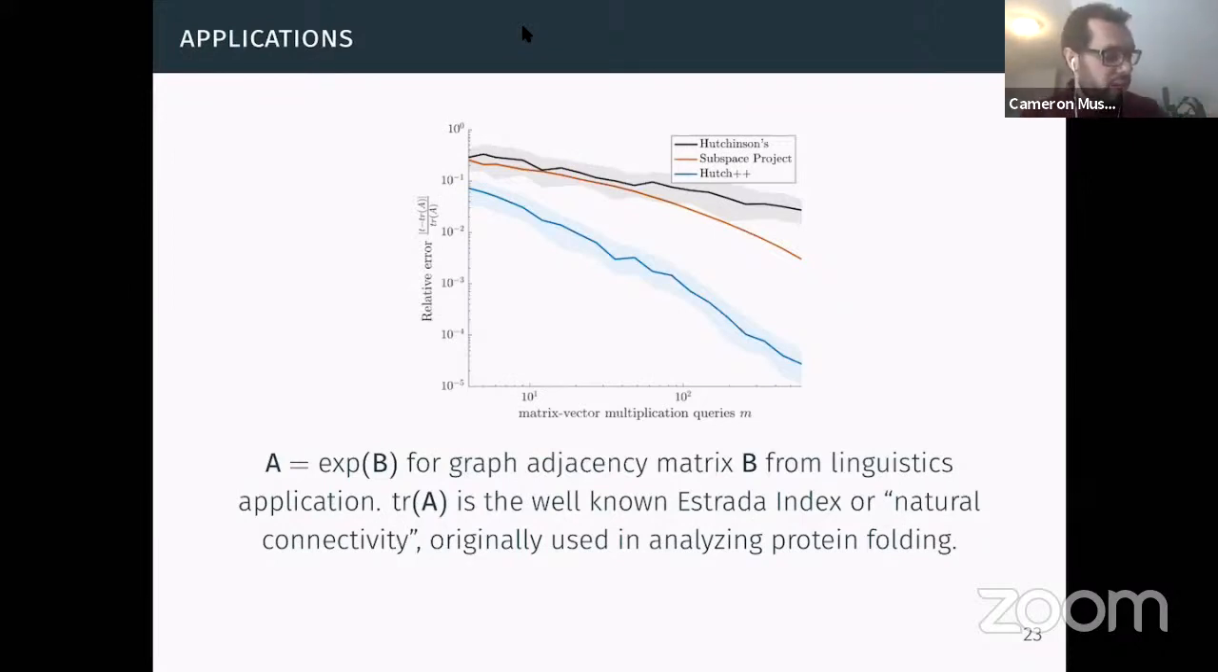And you can see here that indeed Hutch++ is significantly outperforming Hutchinson's, which is the baseline, and the subspace projection method. Eventually, if you went out to high enough rank, the subspace projection method might outperform us, because eventually the matrix will be numerically low rank and the subspace projection method will get the trace exactly. But before that, we're outperforming both these baselines.